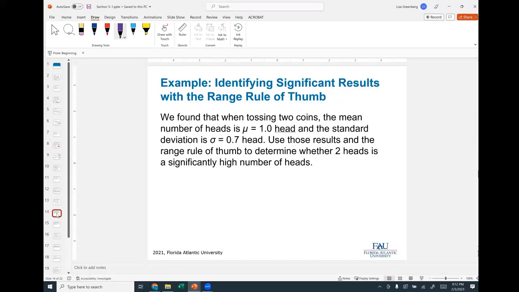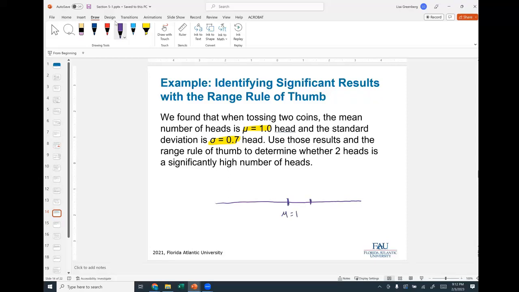So identifying significant results. We found that when tossing 2 coins, the mean number of heads is 1. And the standard deviation is 0.7. Actually, we found the same thing, right? And we want to use those results and the range rule of thumb to determine whether 2 heads is a significantly high number of heads. So I'm not going to draw as pretty a picture, but I can draw, here's my mu, which equals 1.